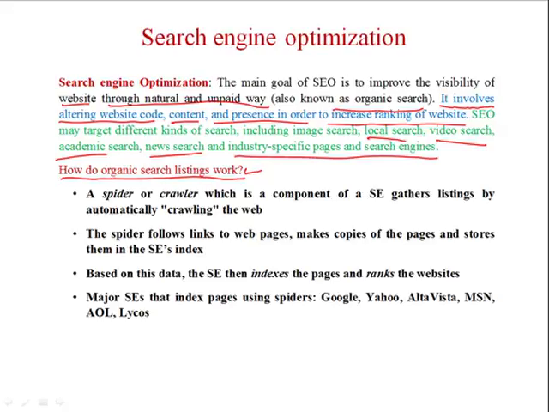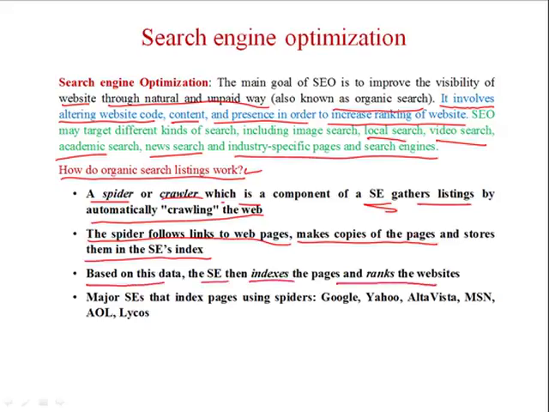Suppose we are not considering the paid search. First, a spider or a crawler crawls the entire web content. Actually, it is a component of the search engine that gathers the listing by automatically crawling the web. It collects all the pages available on the net, and then the spider follows the links to the web pages, makes copies of the pages, and stores them in the search engine's index. Based on this data, the search engine then indexes the pages and ranks the websites.